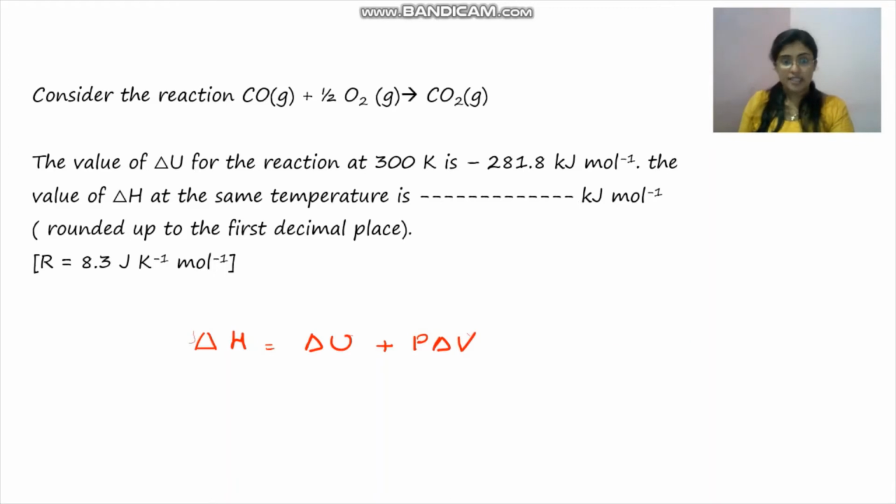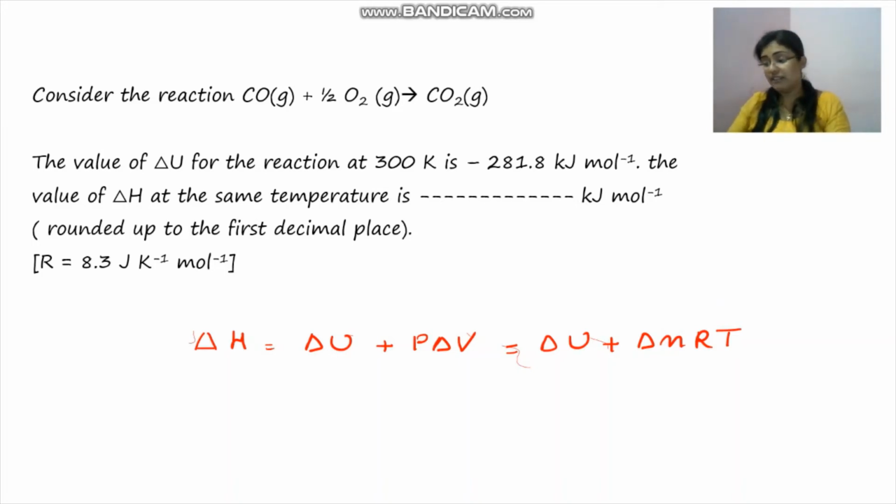We can have it like this: delta H is delta U plus P delta V. This is the equation we have. Or instead of P delta V, from the ideal gas equation, I can write that as delta nRT. So this can be written as delta H equals delta U plus delta nRT.